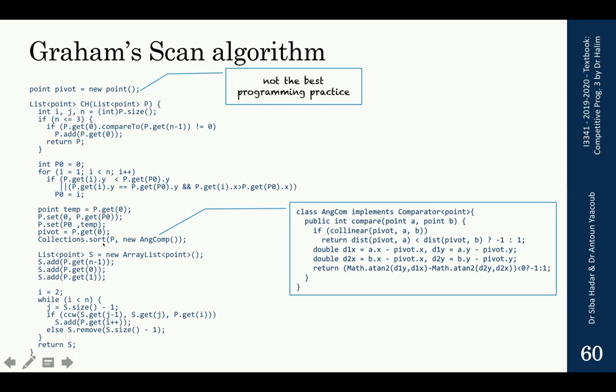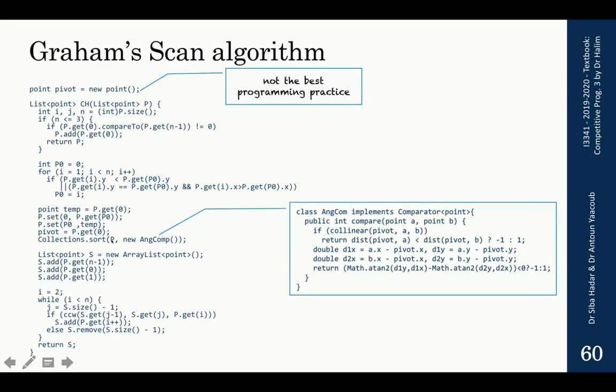I go to the sorting. How do I sort the elements inside P? I sort the points inside P using a comparator. So I call the function sort in the class Collections and I give it the list P.